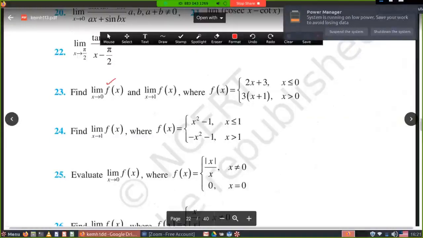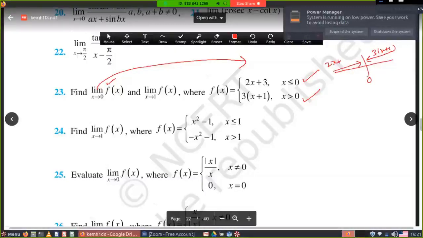The function has two natures: when x is less than or equal to 0 and when x is greater than 0. For the limit x tending towards 0, two functions are given, one when it is tending from the right and one from the left. Tending from the right, the function is 3x plus 1. And when it is tending from the left, it is 2x plus 3. So we write limit x tends to 0 negative of 2x plus 3. Now put the value 0: 0 plus 3, this is 3.